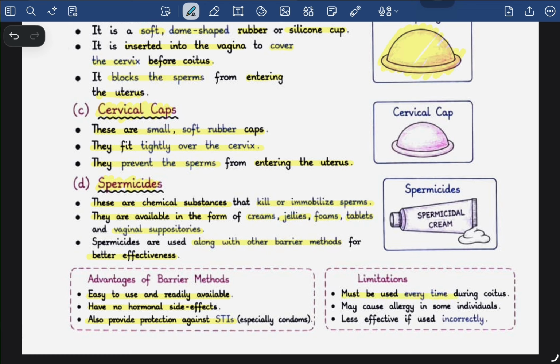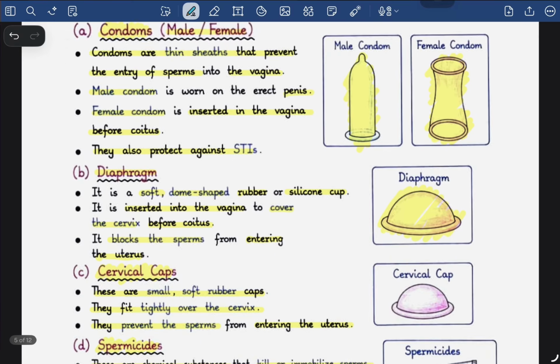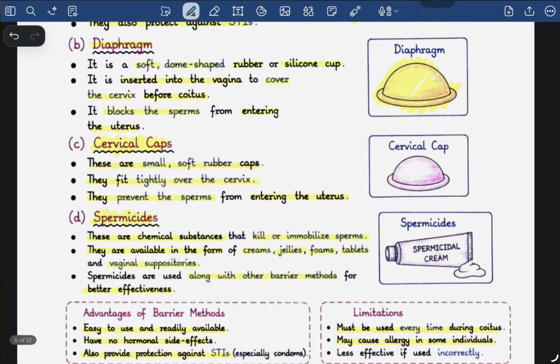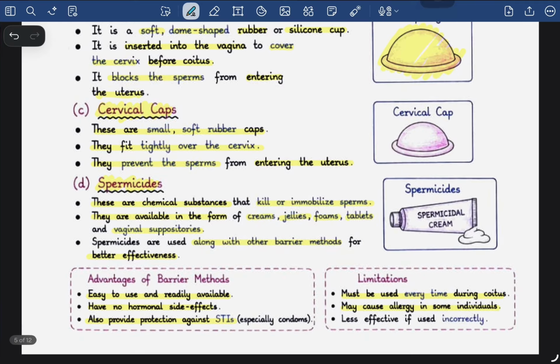Limitation: it must be used every time before sexual intercourse. It may cause allergy in some individuals. I've told you that it is having minimal side effect, right? Minimal side effect, no side effect not, minimal side effect. There are some people in the population which can experience allergy due to the use of these things, and it is less effective if it is used incorrectly. So if it is incorrectly used, then the effectiveness of these kind of things is reduced.